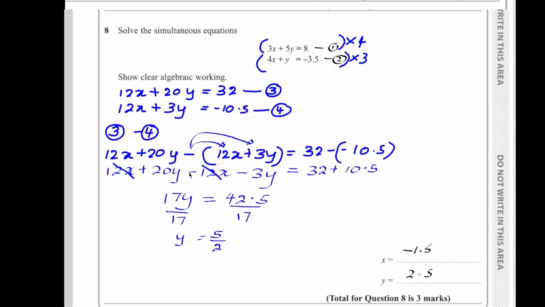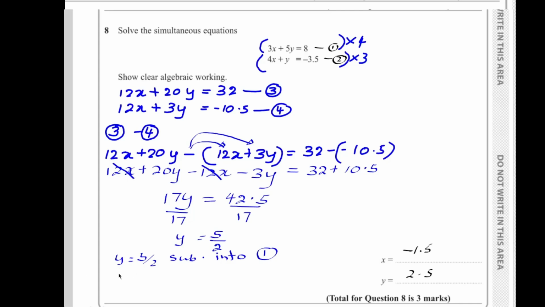So the next part, we are not done yet. We have to prove that for x, we are getting -1.5. You can pick any equation from here. Please pick the original one. So I'm picking the first equation, which is 3x plus 5y equals 8. I'm going to substitute y equals 5/2 into the first equation.